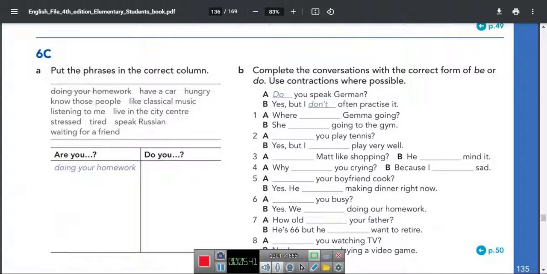And B, complete the conversations with the correct form of be or do.